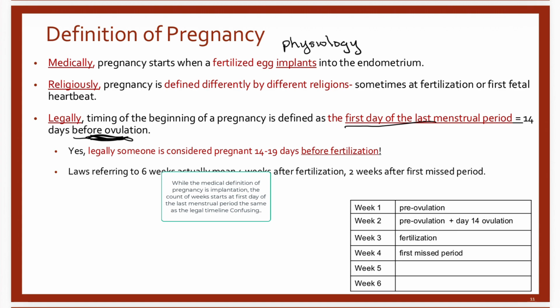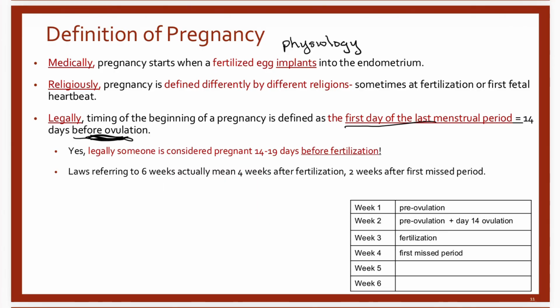So when you look at anything that's referring to something like 6 weeks of pregnancy for laws, they're actually talking about week 1 being pre-ovulation, week 2 being pre-ovulation, then you get ovulation, then you get fertilization. The end of week 4 would be the first missed period. And then you've got 2 more weeks after that. I was surprised the first time I saw that medical and legal definitions were very different. I wasn't surprised that religious and personal definitions are different, because they are. But the difference between the legal and medical really surprised me.